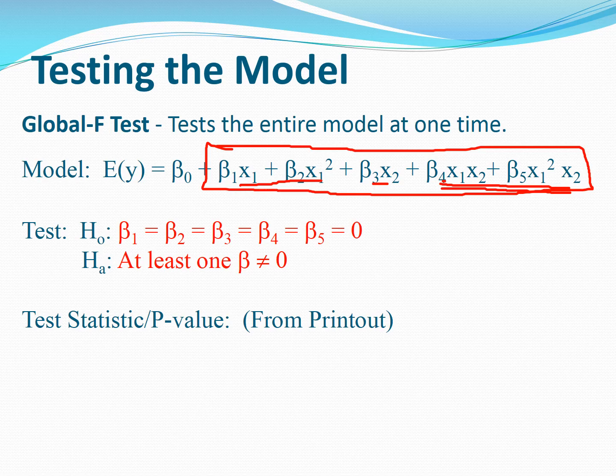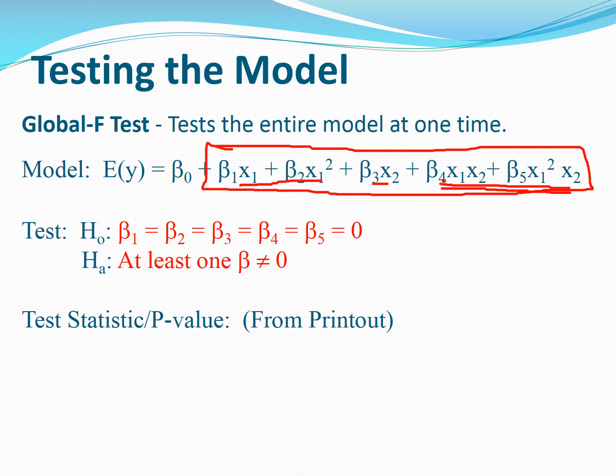I don't care which x you're talking about. In a global, you're testing them all. And so you take a look at what your biggest beta is, beta 5 here. And so we're going to say 1, 2, 3, 4, and 5. Now we specify the betas, not the x's, but we're specifying that the betas attached to the x's are all 0. And what the null says in words is that none of the variables, none of the terms are useful for predicting y.